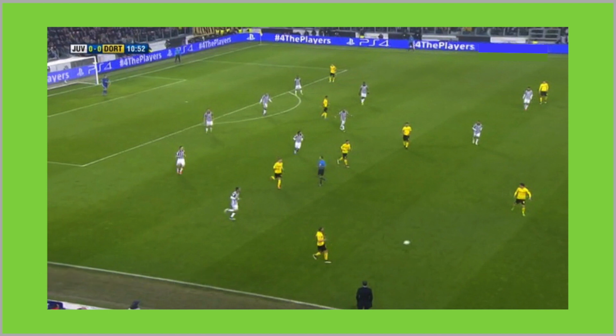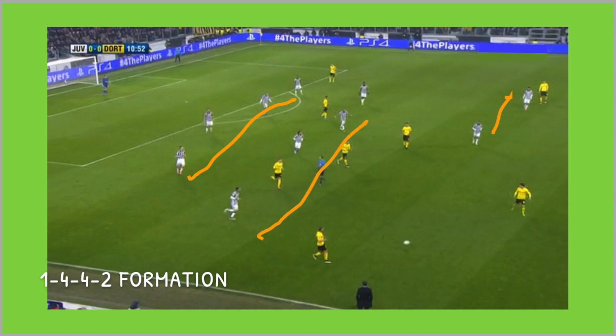The next key element is shape. A common shape amongst deep block users is a 4-4-2 formation, and we can see that here clearly, with Juventus utilising 4 defenders, 4 midfielders, and 2 attackers. Not all teams using a deep block will use a 4-4-2 formation. Some may use a 4-5-1 or a 4-1-4-1 formation. Some may even use a 5-3-2.